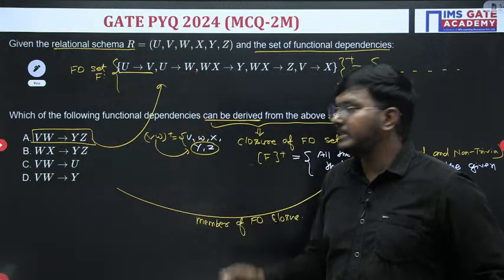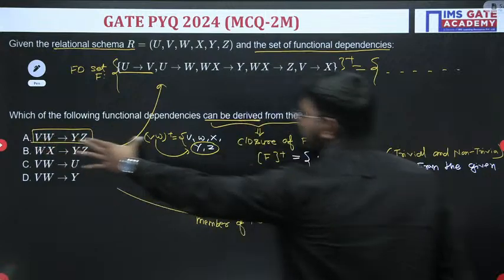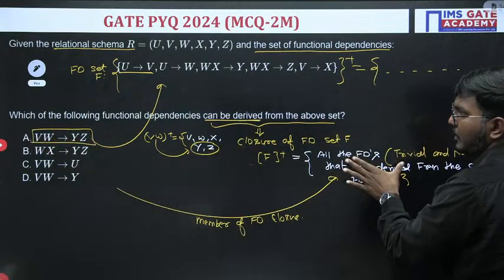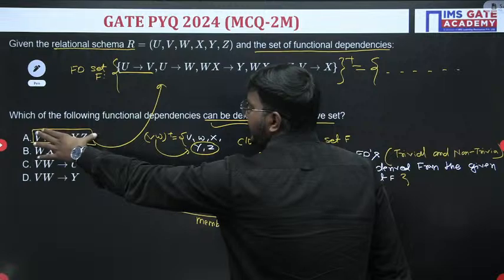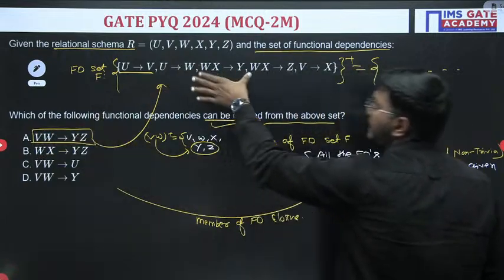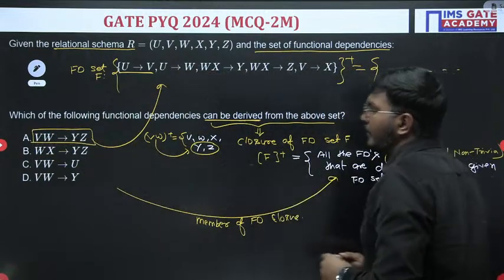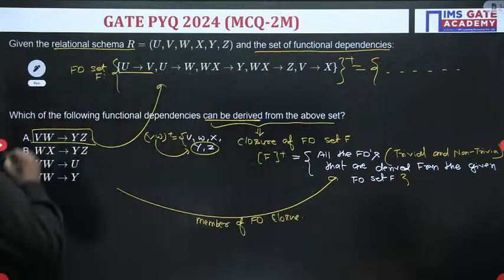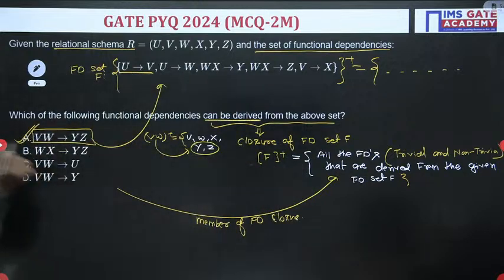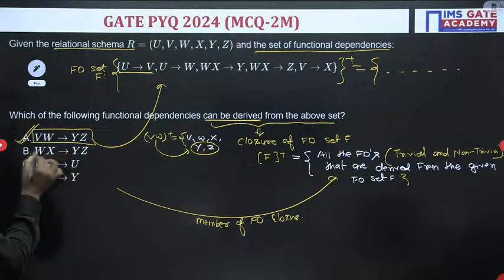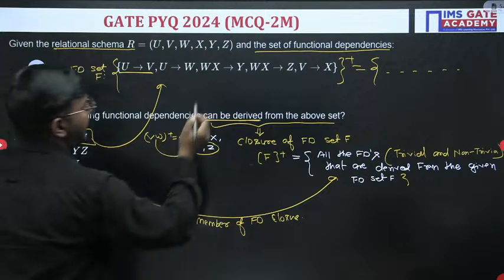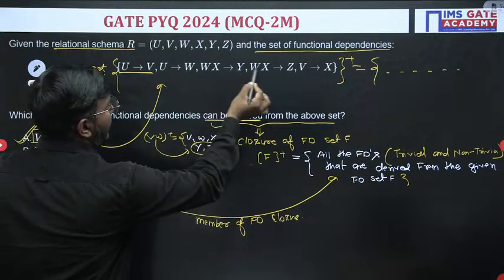So the first given FD is a member of the given FD set. It means this FD is present in this closure, or we can say this FD is derived from the given FD sets. So the first option is deriving, this option A is right. Let's go for the second option here, W and X determining YZ. Clearly W determines Y, and W determines Z.